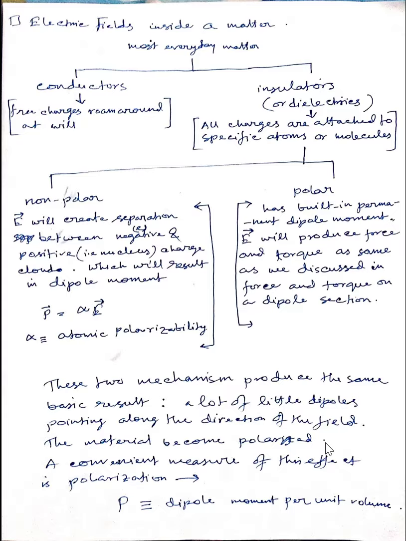Now we will go into the main topic, the dielectric properties of matter. Most everyday matter can actually be classified into two divisions. The first one is conductor, and the second one is insulator, or I can say dielectric.